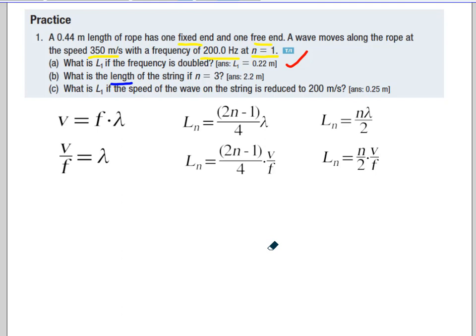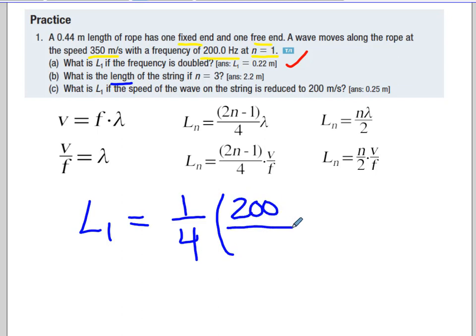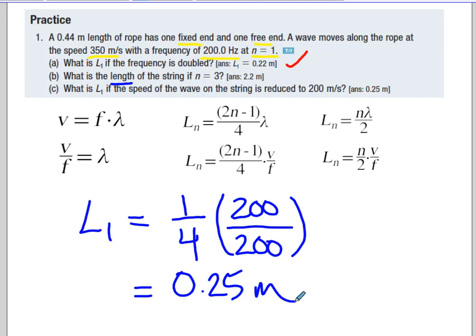So what is L1 if the speed of the wave on the string is reduced to 200 meters per second? So again, we can punch in some numbers. So we want L1, the length of our rope. So we're going to have 1/4 out front. I'm just going to save the 2n minus 1, writing that down. We're going to change our velocity down to 200, and we're going to keep our frequency the same at 200. So we will have 0.25 meters. Cool.